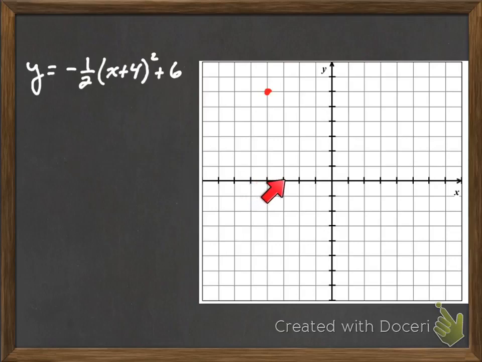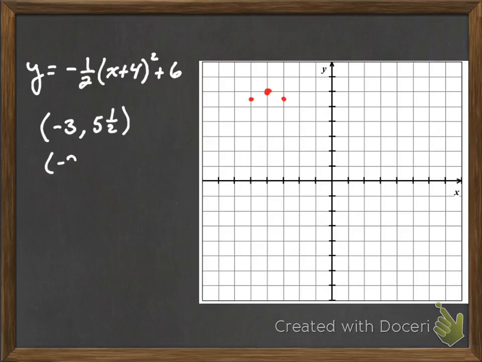All right, so let's use an x value of negative 3. When x is negative 3, and you plug it in here, negative 3 plus 4 is 1. 1 squared is 1. Times negative 1/2 is negative 1/2. And negative 1/2 plus 6 is 5.5. All right, so negative 3, up 5.5 would put us about right there, which means the symmetrical point would be on the other side of the vertex. All right, let's pick another point.